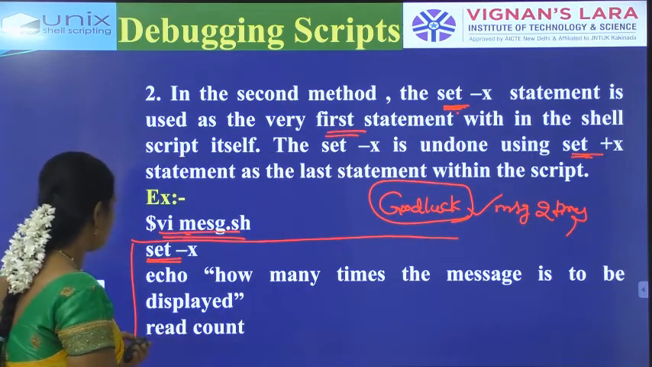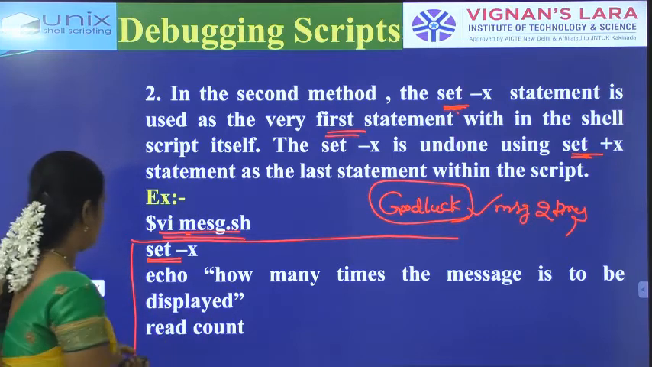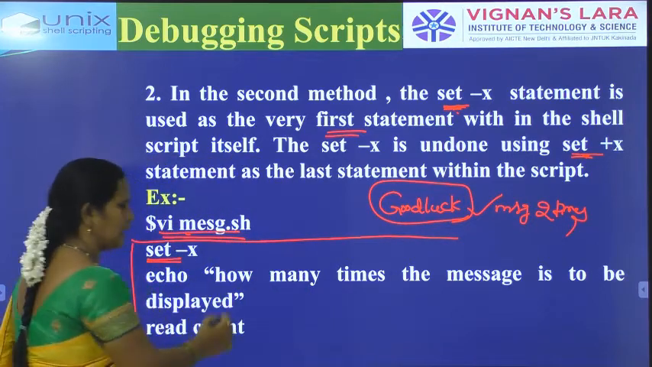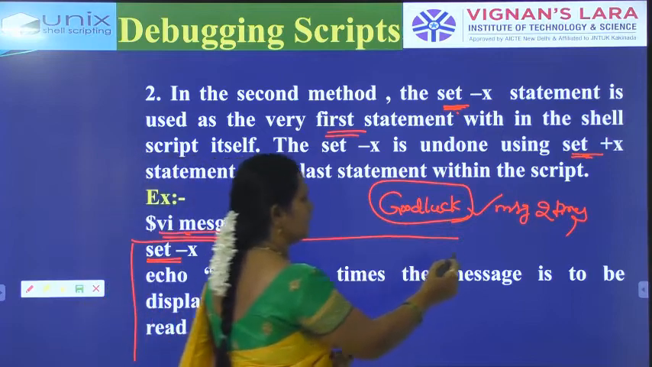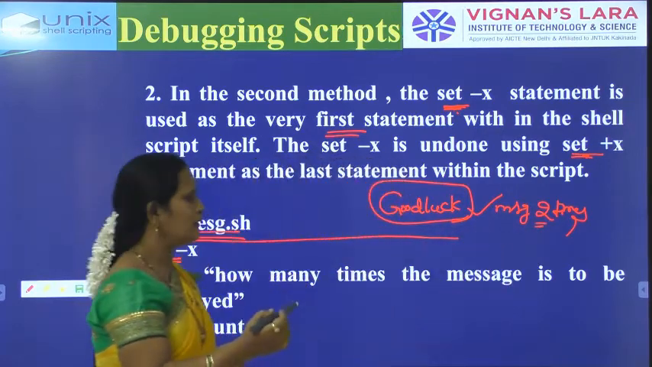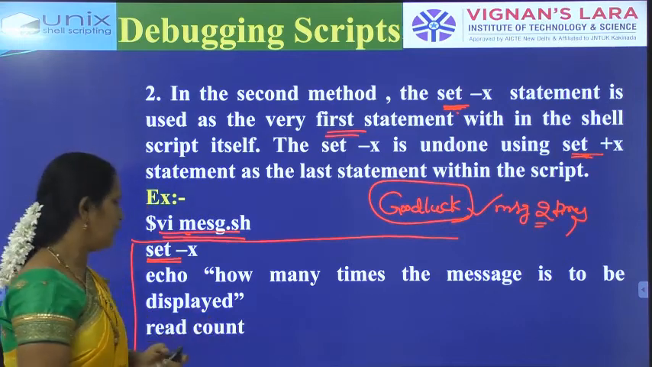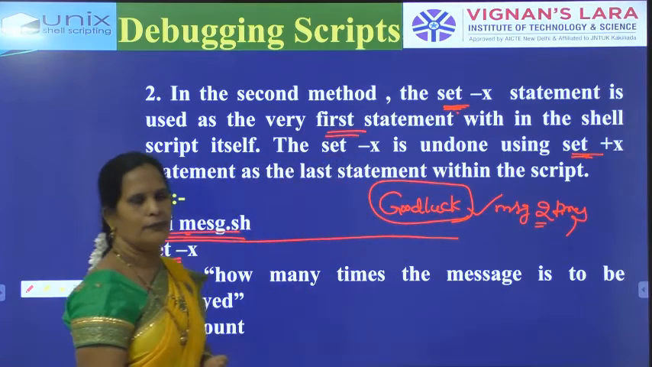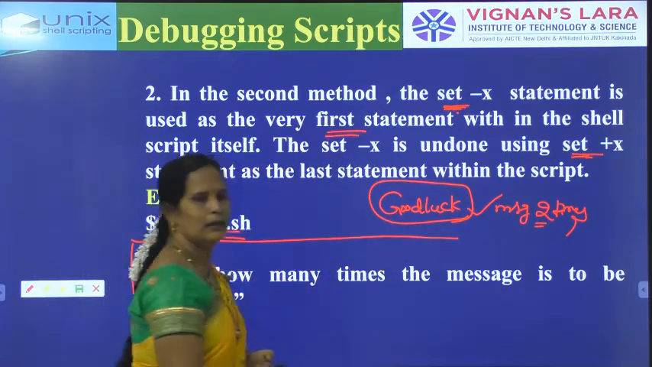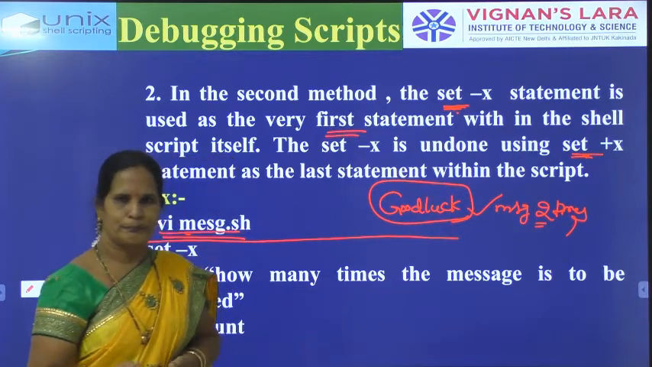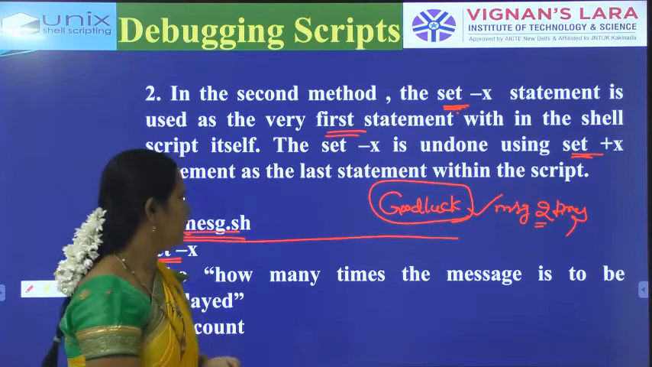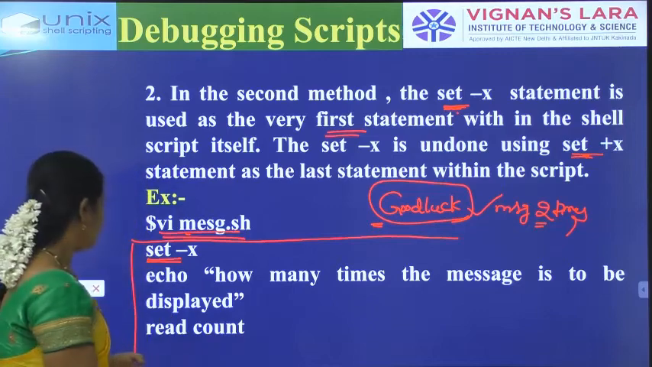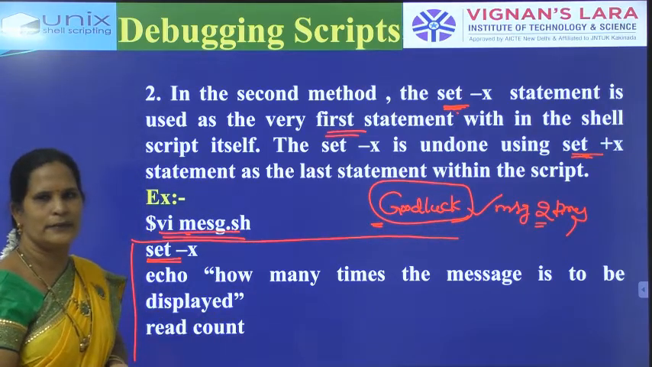Next I am writing the program. In the first line, echo how many times the message is to be displayed. Here I want to print the message 2 times. At runtime I am giving the value 2 to the count variable. Here count is the variable and I am assigning the value 2 to it, and I want to print the message good luck. This message I pass while compiling and running the shell script. This is the message and I want to print that message 2 times.